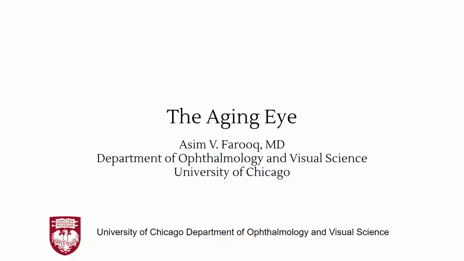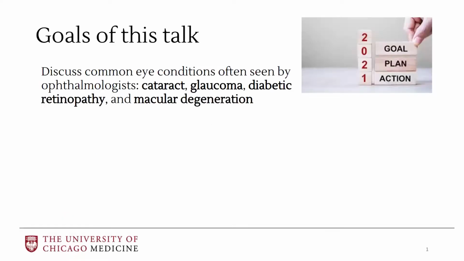So again, my name is Asim Farooq. I'm a faculty member in the Department of Ophthalmology and Visual Science at University of Chicago. And my areas of focus and expertise are corneal diseases as well as cataract. And today I'm going to be talking about the aging eye. And I will go over cataract and macular degeneration, but I did include in this talk some slides on glaucoma as well as diabetic retinopathy. After we initially decided on the topic, I thought that it might be good to include those things because they're also things that we see commonly, and I thought it would be good to spark some discussion as well.